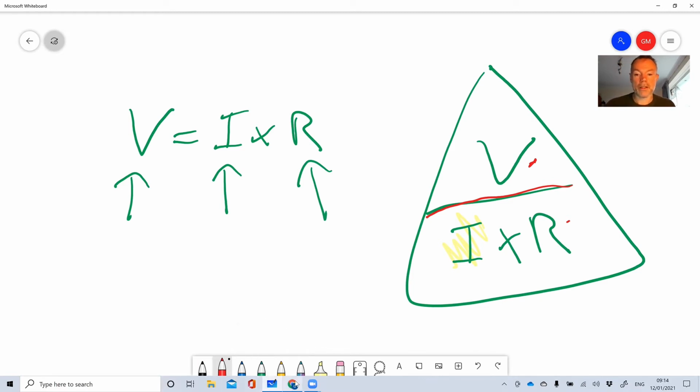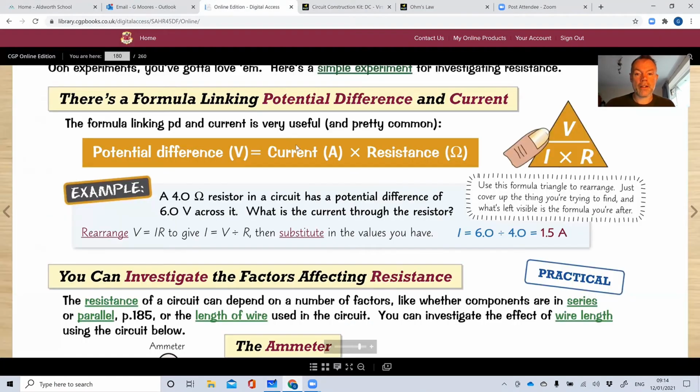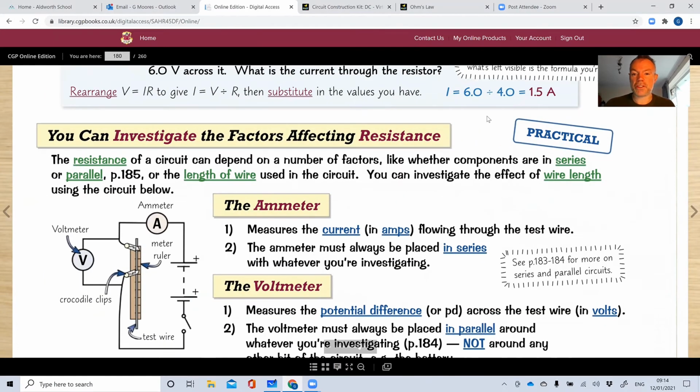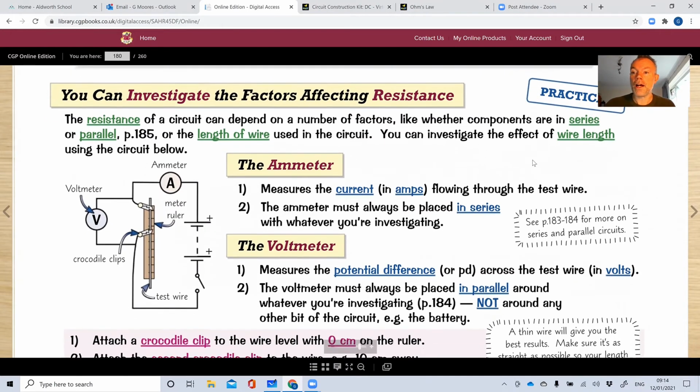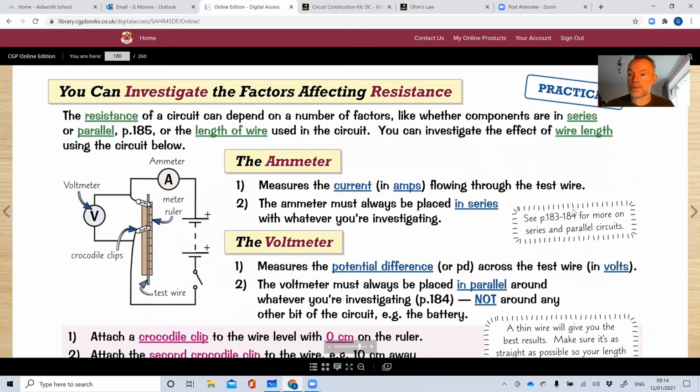But the reality is, V equals IR, you've got to remember it. It's not on your equation sheet, so you have to remember that. Now, you do a required practical where you're kind of proving Ohm's law almost. You have to set up a circuit and take different voltages and currents and work out the resistance. So you're using V equals IR.